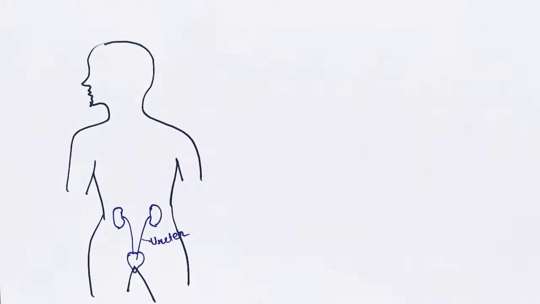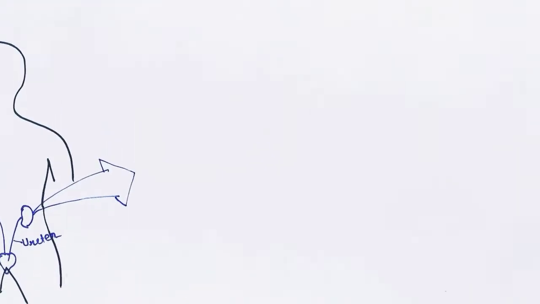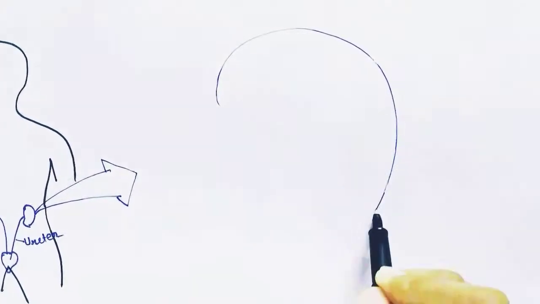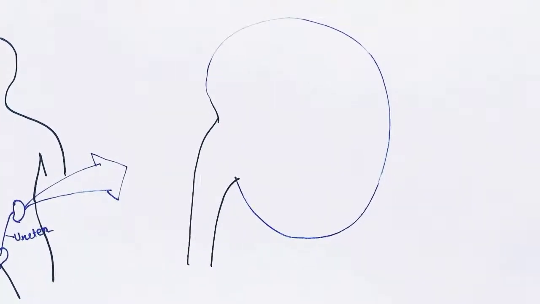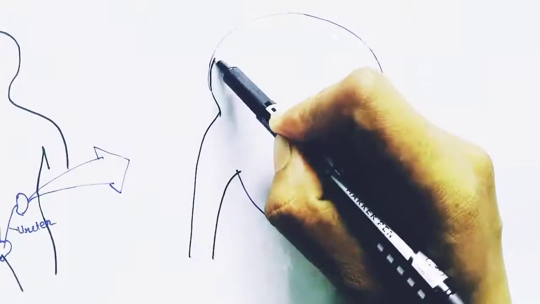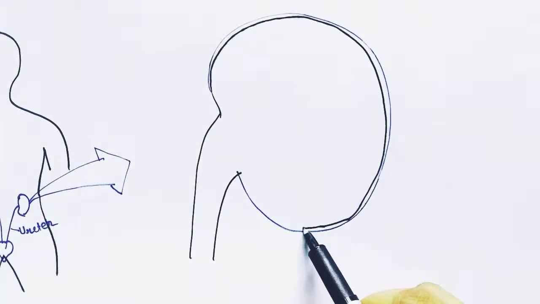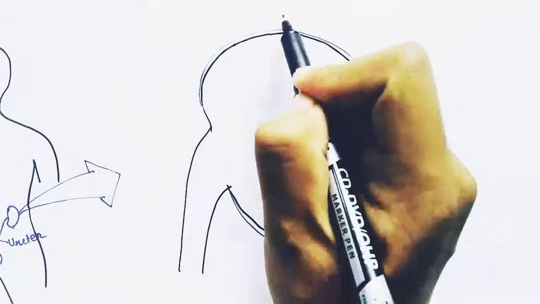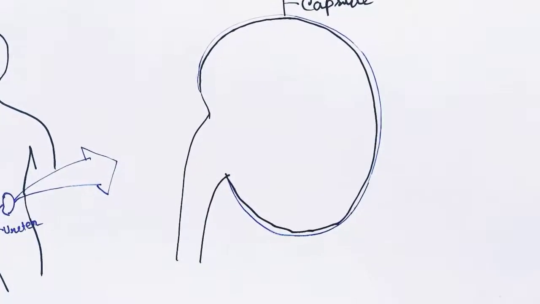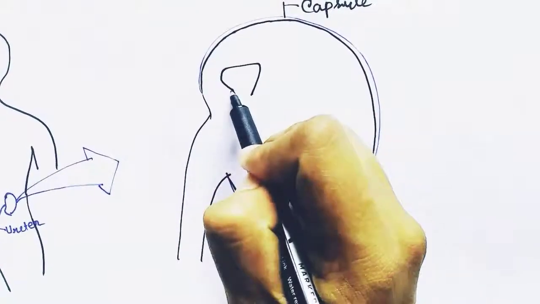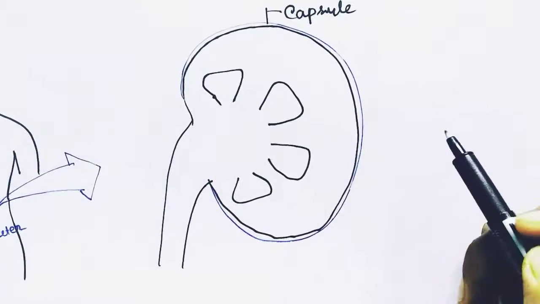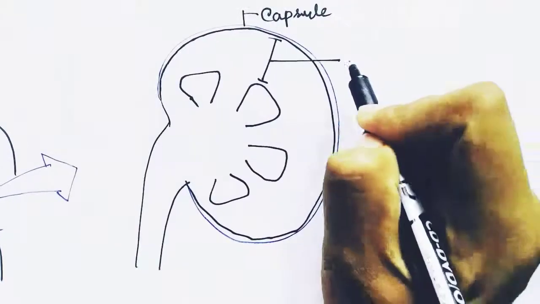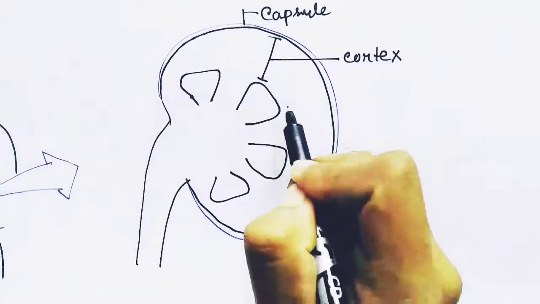Now if we cut a section of the kidney and take a look at the zoomed picture, we will see like this. And the outermost layer of the kidney is a capsule. And we can see some pyramidal structures inside the kidney, like this. And the region up to the pyramidal structures is called the cortex. And this is the medulla.